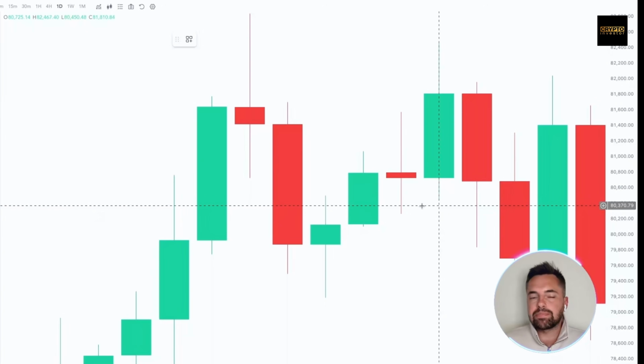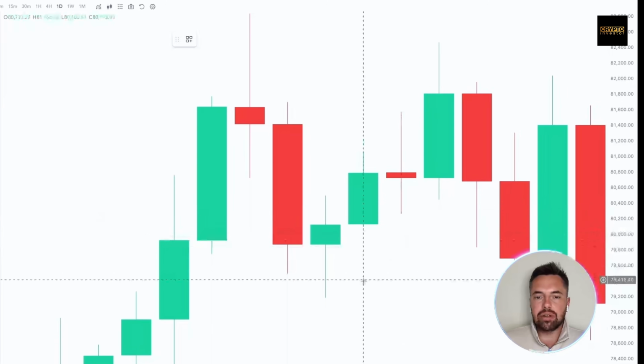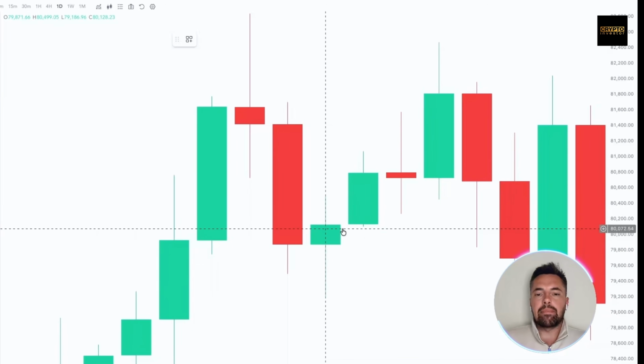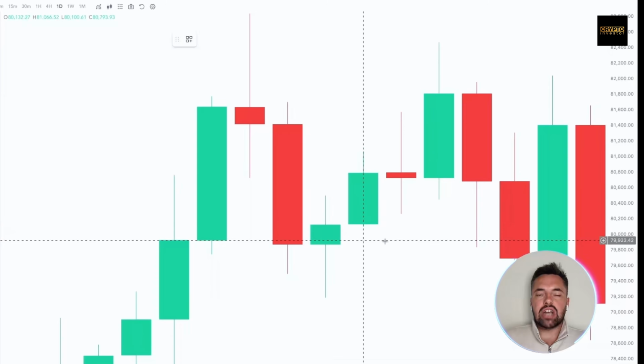Same in reverse. A candle that drops aggressively then closes back up near the open, long lower wick, small body, shows sellers tried to push down and got rejected hard by buyers. That's a bullish rejection signal.